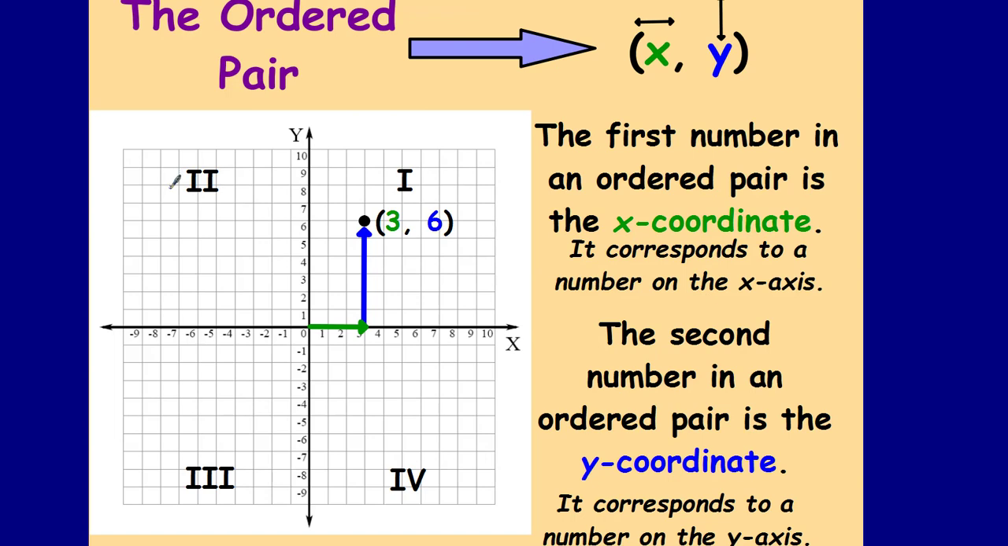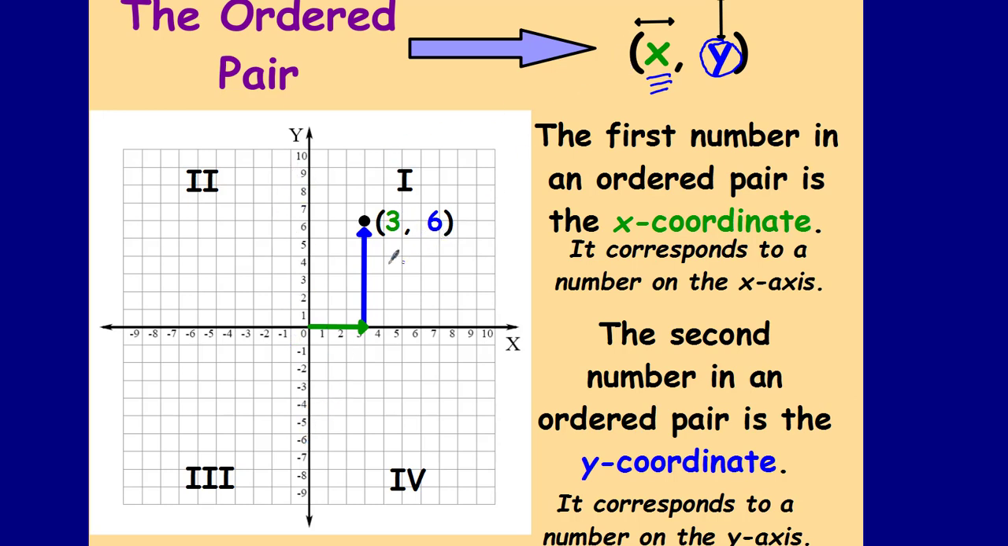Now, we can identify the location of the points by using what we call an ordered pair. The first number in an ordered pair is the x-coordinate. It tells you where on the x-axis the point falls. It's the one that's going to go from left to right. The second number in the ordered pair is called the y-coordinate. It tells you where the point falls on the y-axis, the one that goes vertical up and down.